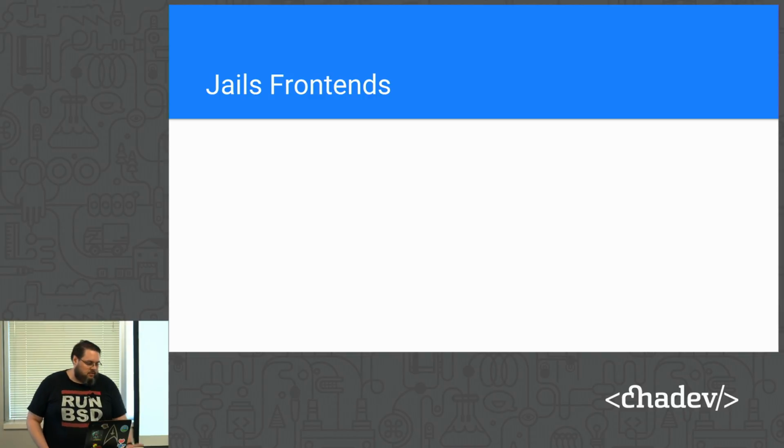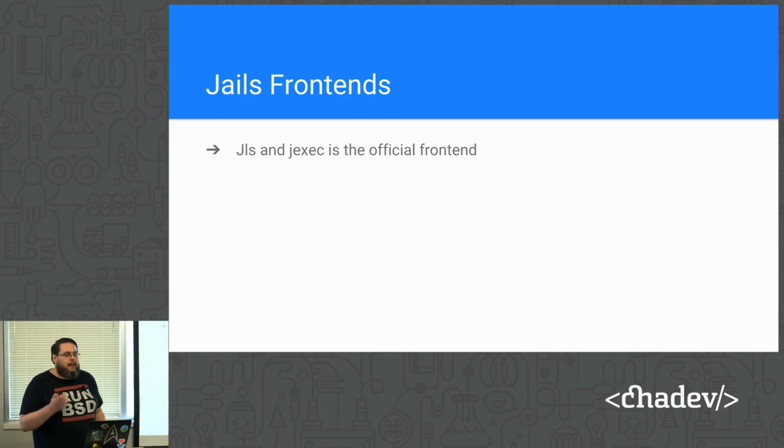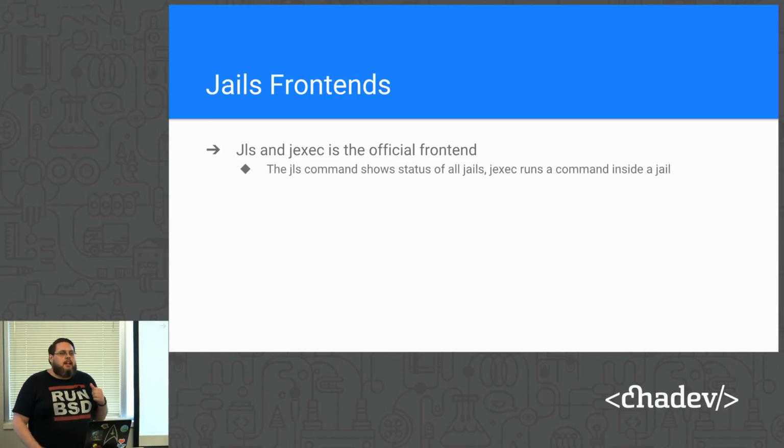So there's a couple of front ends for Jails. There's the official jls and jexec commands. The jls lists all jails, whether they're running or not, so you can see what you have created, whereas jexec is designed to create and manipulate the jail.